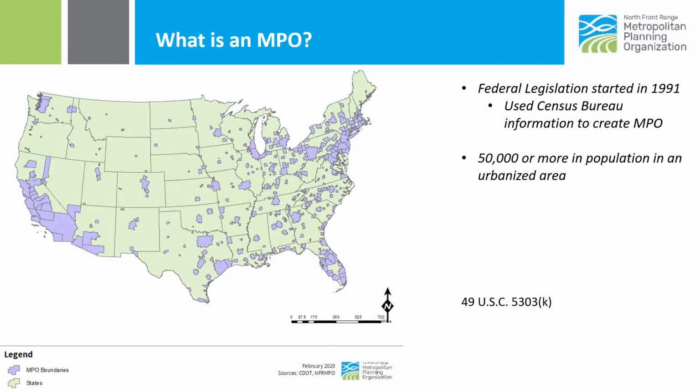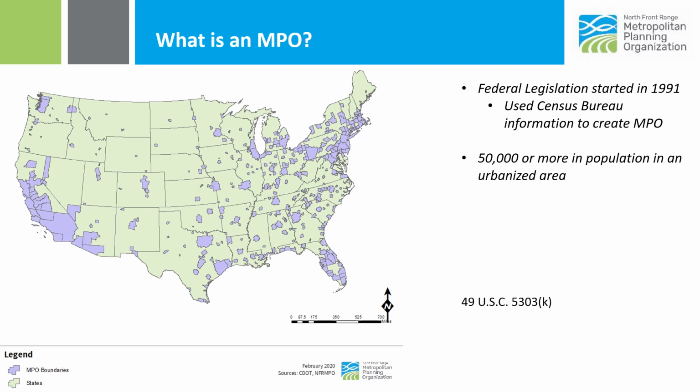An MPO is a Metropolitan Planning Organization defined by federal enabling legislation. There are 408 across the United States and 39 are multi-state. The federal legislation, started in 1991, used the U.S. Census Bureau to define MPOs. Every urbanized area of 50,000 or more is at least the start of an MPO.